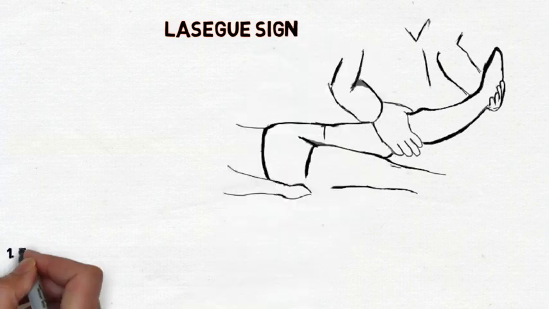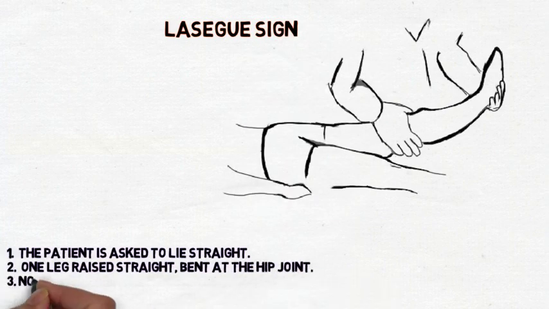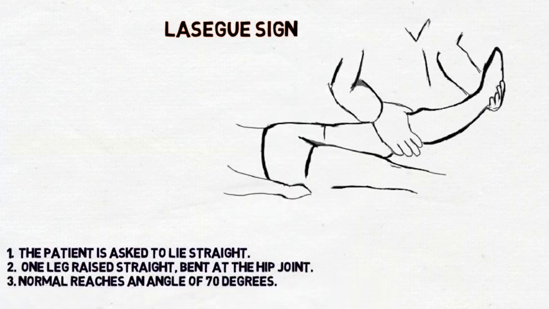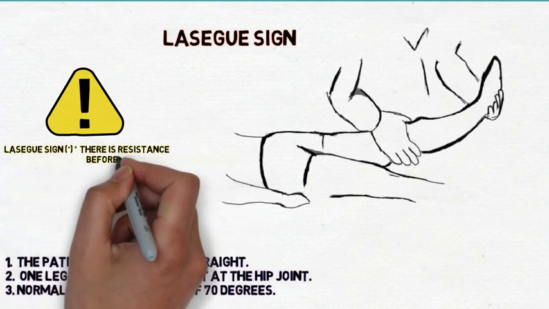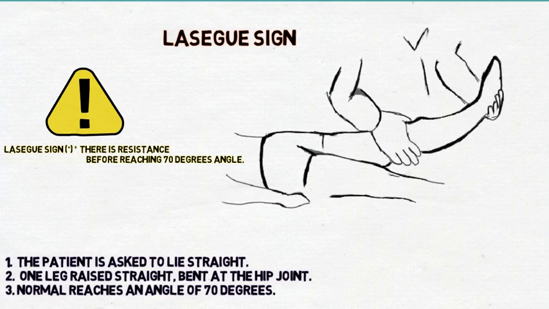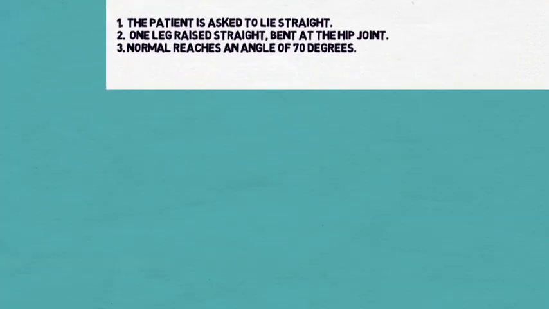And again, Laségue's sign. The patient is asked to lie straight and one leg is raised straight at the hip joint. Normally, this reaches an angle of 70 degrees. Caution: Laségue's sign is positive if there is resistance before reaching a 70 degrees angle.